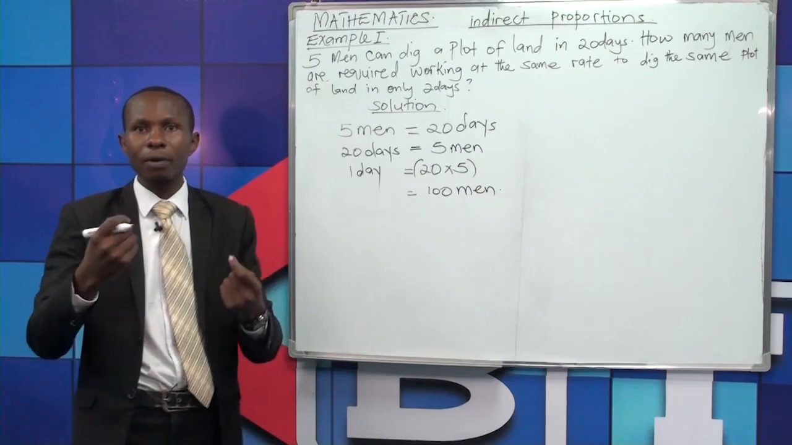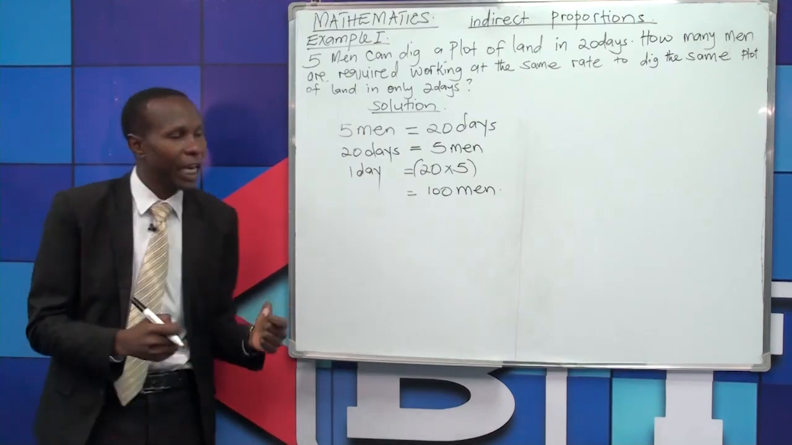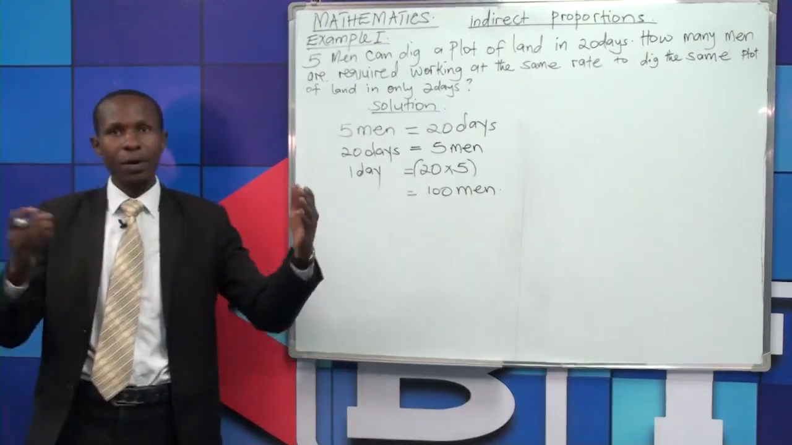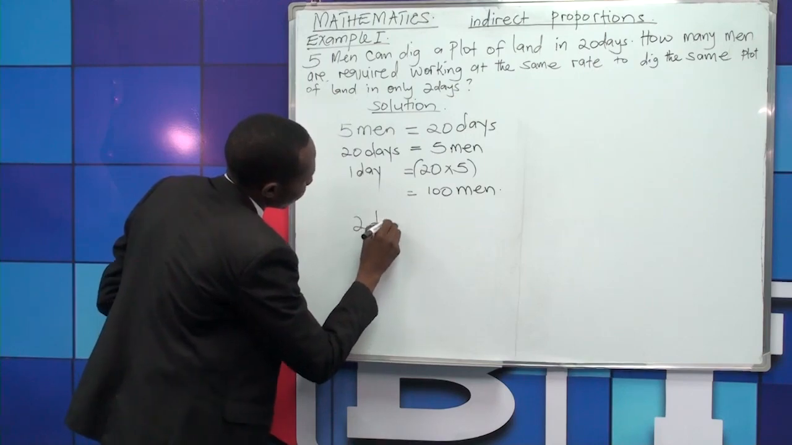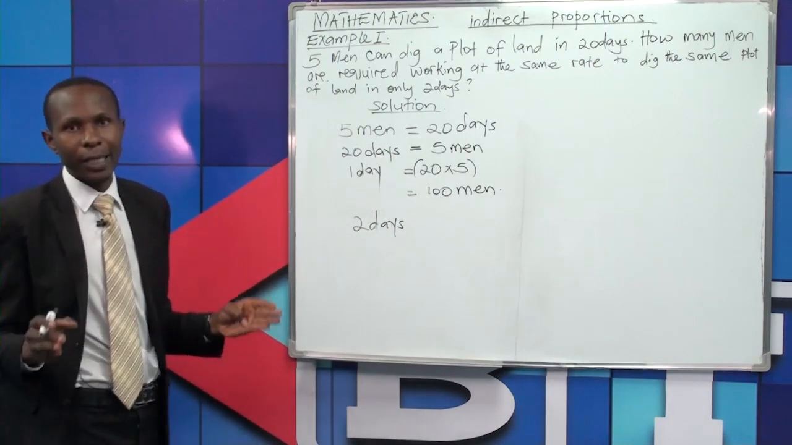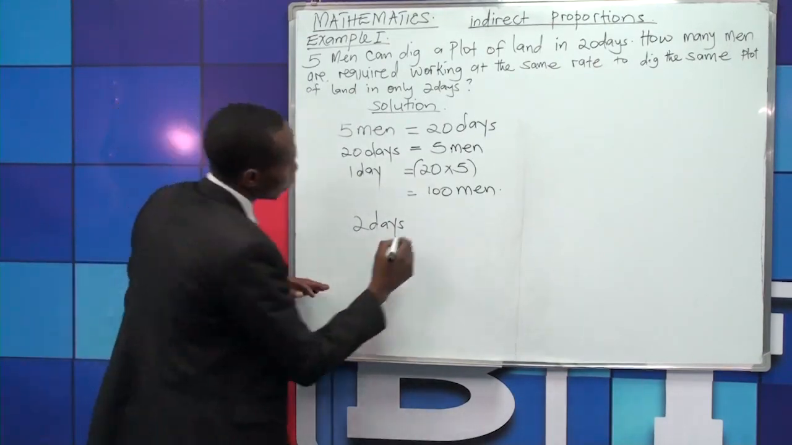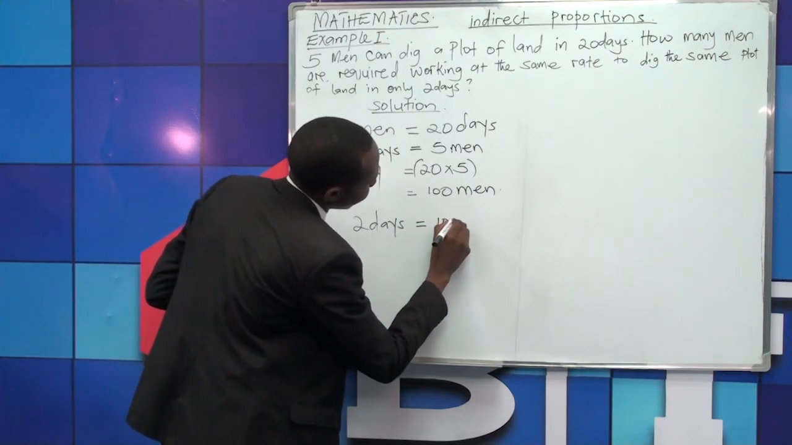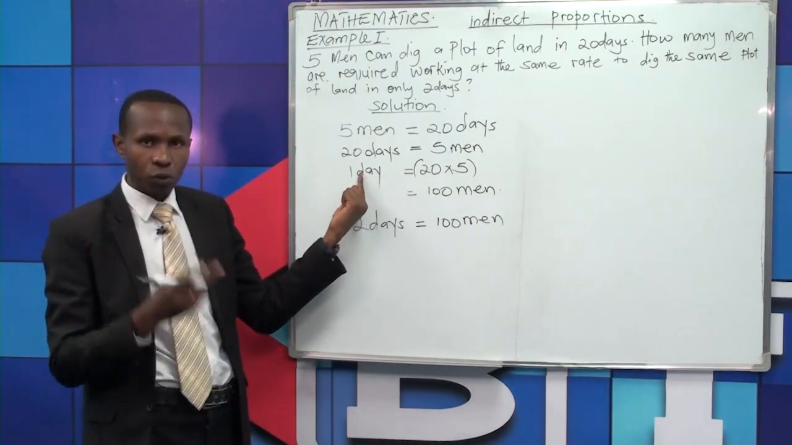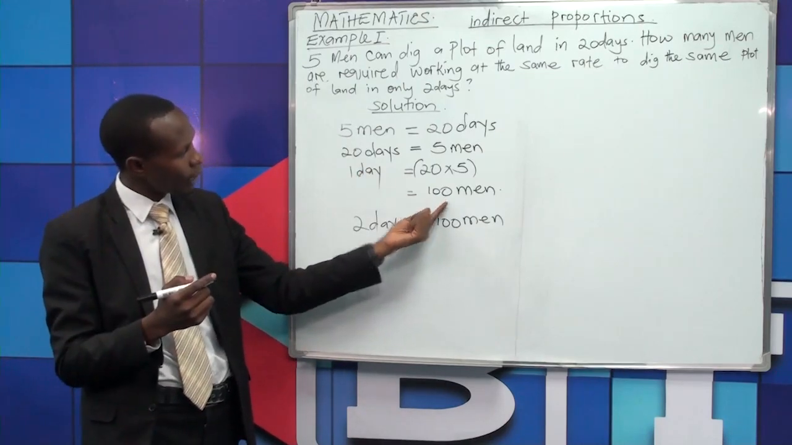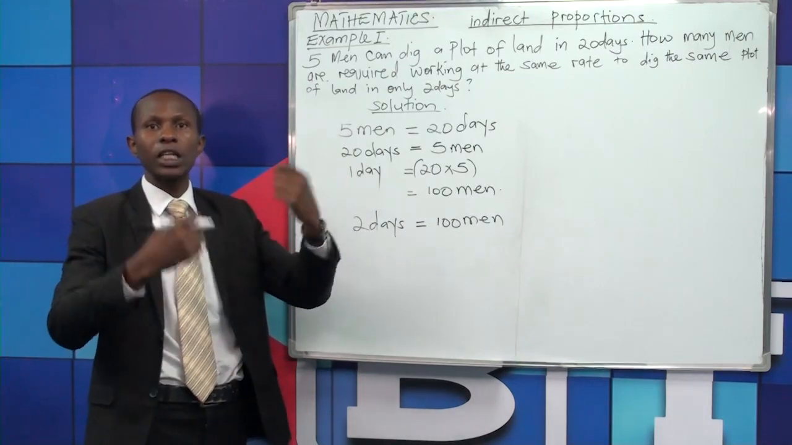Now we want to find out the number of people who can cultivate the same plot in only 2 days. But in one day, we know we need 100 men. So for us to find 2 days, which they wanted, getting the number of people that can cultivate this piece of land in 2 days only, we shall have 2 days is equal to 100 men. Now, this 100 men, we know therefore, they're equivalent to one day. But now we want 2 days. We want to dig that piece of land in 2 days.